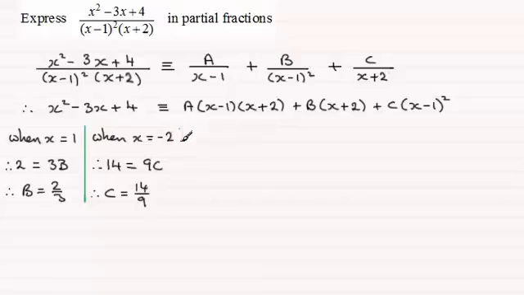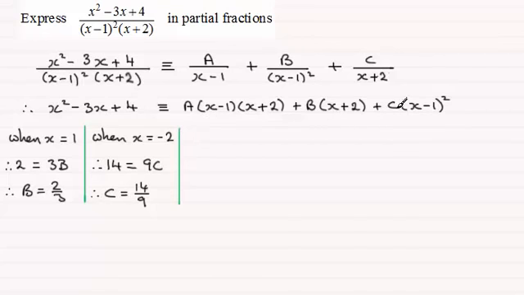Now, when it comes to working out the next constant, in this example, the constant a, trying to find a value of x now that makes any one of these brackets 0, well, we've run out of values. So what do we do? Well, there's several ways that we can do this, and I'll show you both methods.